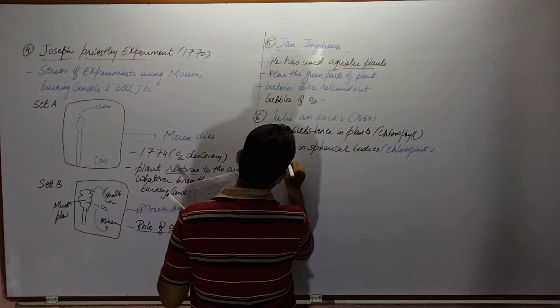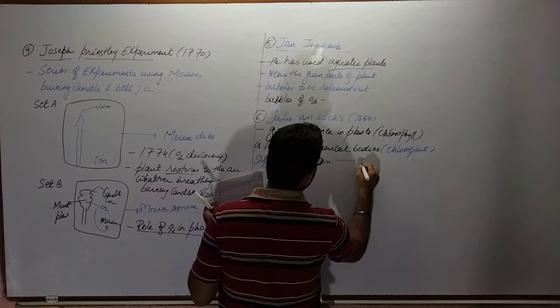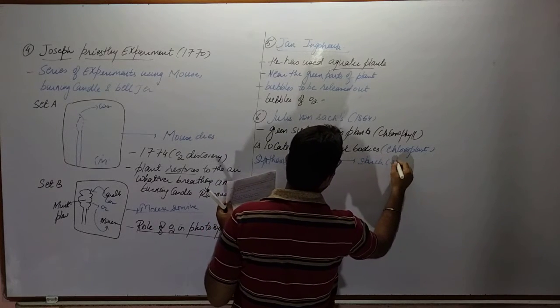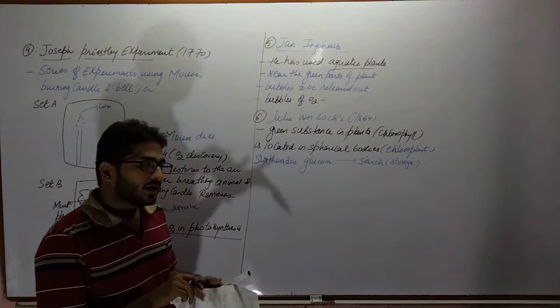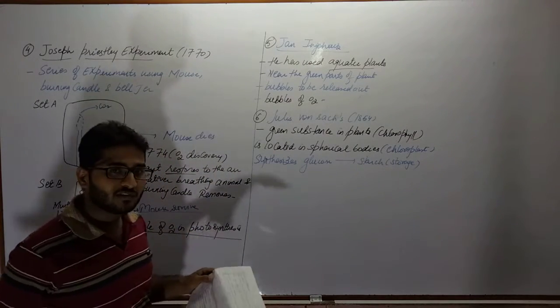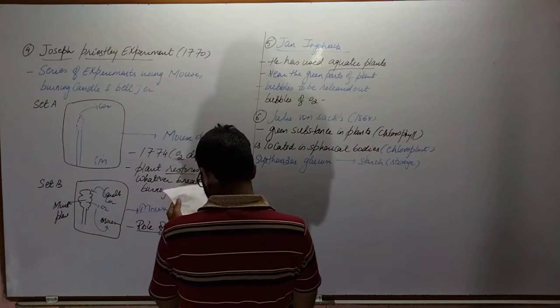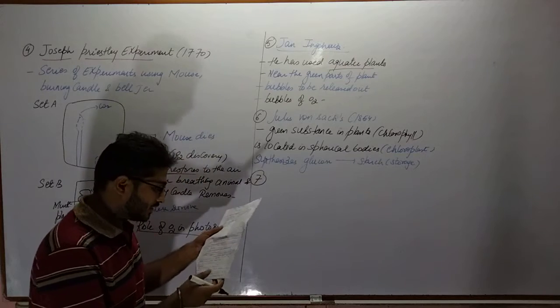So the green substance in the plant, now we know it is chlorophyll, is located in the spherical bodies, chloroplasts. It synthesizes glucose, and this glucose is stored in the form of starch. Right? So this was the experiment, and based on his experiment he gave his statement. Then the seventh is the Engelmann experiment.